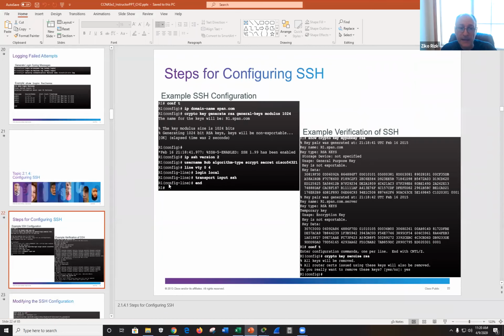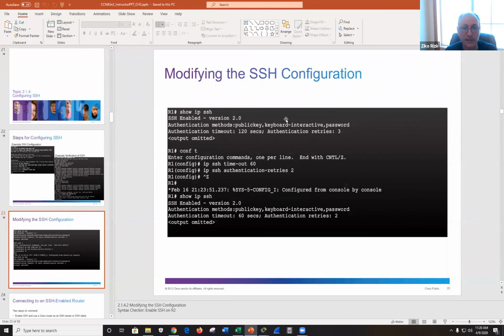So here, you see this crypto key generate. We are generating our own digital certificate. And in this lab, they produced a 1024. And I want you to know, a 1024 is a very weak key. Nobody uses 1024, but for testing purposes, it's good enough.